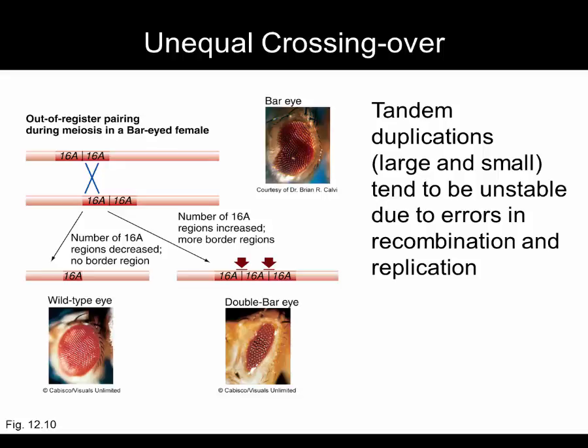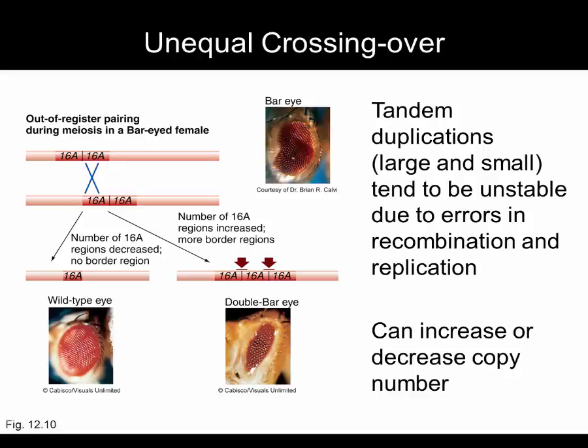Bar-eye flies can also help us illustrate another problem with duplications: their inherent instability. For homozygous duplications, if the duplicated regions misalign before crossing over, the recombinant chromosomes can gain or lose a copy of the region. Females that are homozygous for this duplication would often have wild-type offspring, as well as offspring with the more severe double-bar phenotype, the result of having 3 tandem repeats of the 16A region.